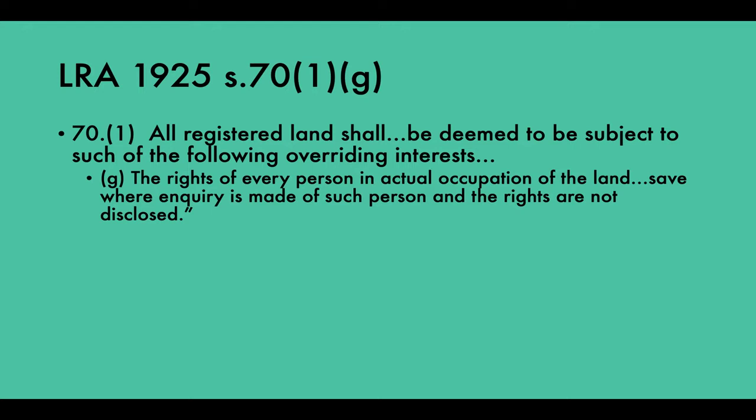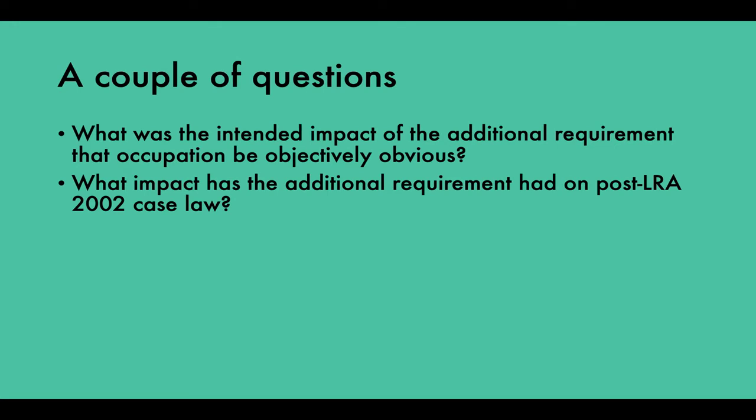But as I mentioned earlier, under the 1925 Act we have a very similar provision that protected rights in rem of people in actual occupation in exactly the same way that we see in the 2002 Act. So this is the provision that corresponds with Schedule 3, paragraph 2. But this has now been written up to show that the requirement of objectively obvious occupation is new in the 2002 Act. Okay. So a couple of questions.